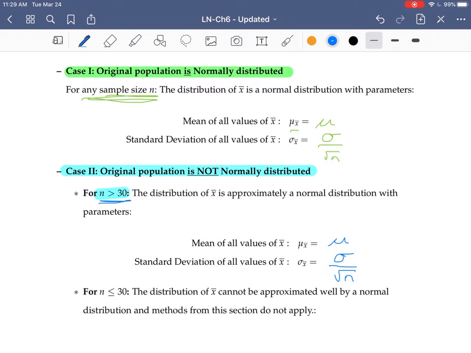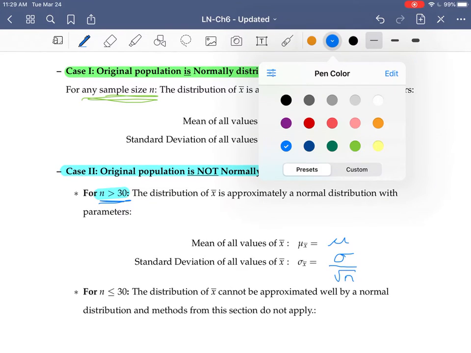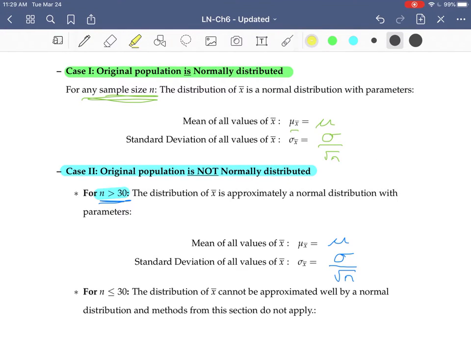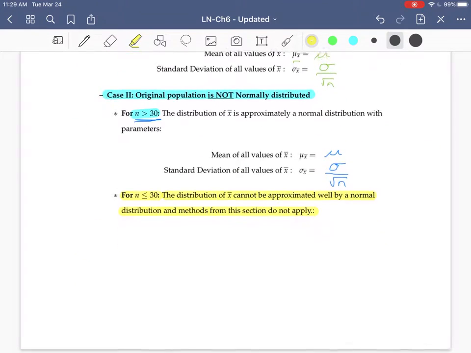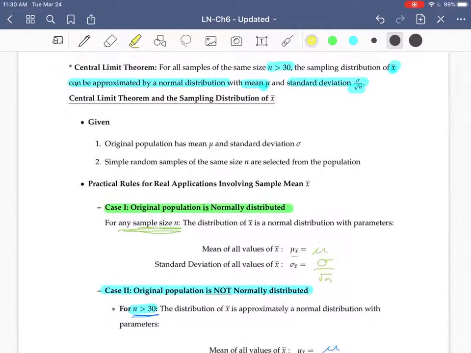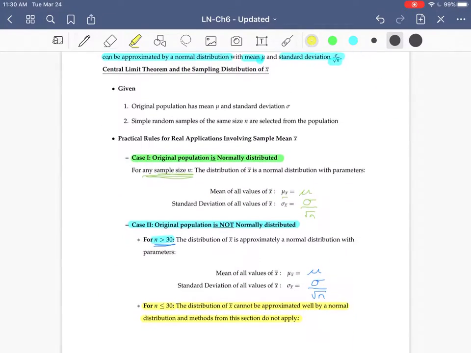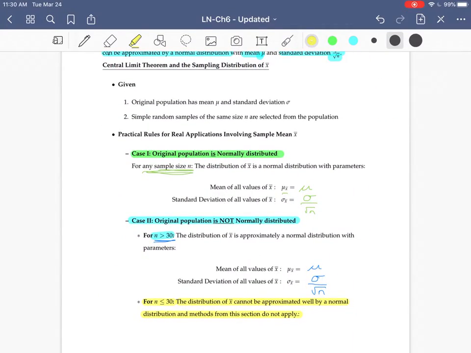If n is less than 30 and our original population is not normally distributed, then we actually can't use the normal distribution. So when n is less than or equal to 30, the distribution of x bar cannot be approximated well by a normal distribution, and the methods of this section don't apply. So on the next page, we will take a look at some more practical implications, and we'll look at an example. All right.